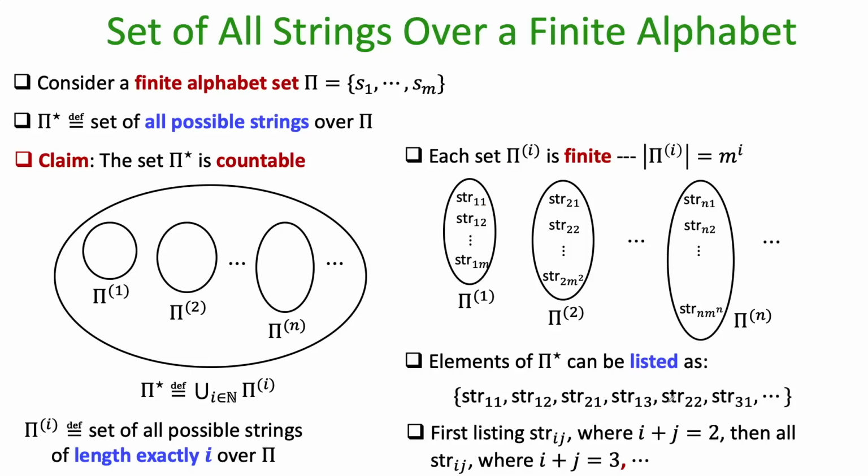Then I will list down all strings such that the summation of the indices is 4. And again you can see here there are 3 strings. So what I have done is I have first taken the string from the set pi power 1, and then I have taken the string from the set pi power 2, and then I have taken the string from the set pi power 3, and so on. Okay.